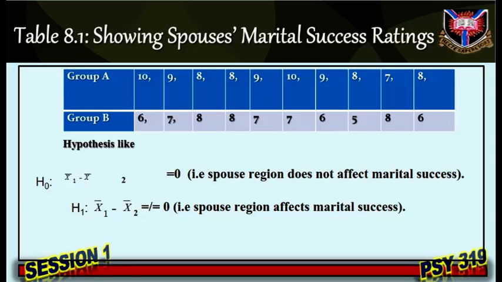Hypothesis: H0: x bar 1 minus x bar 2 is equal to 0. That is, spouse region does not affect marital success. H1: x bar 1 minus x bar 2 is not equal to 0. That is, spouse region affects marital success.